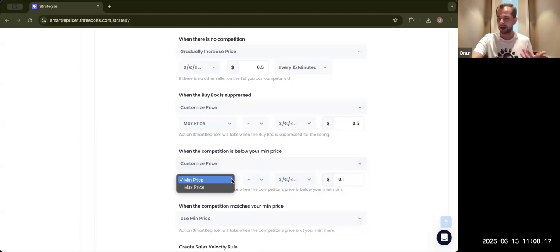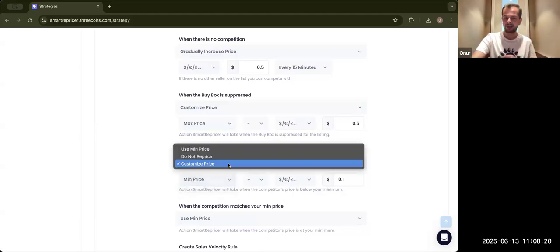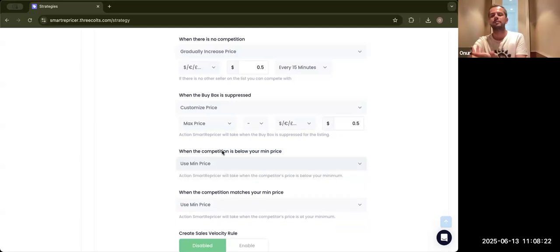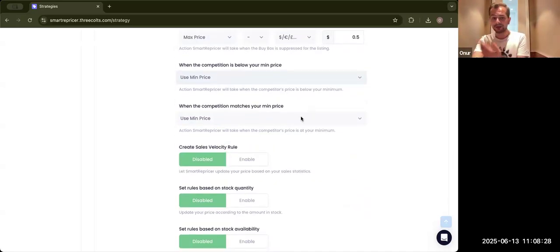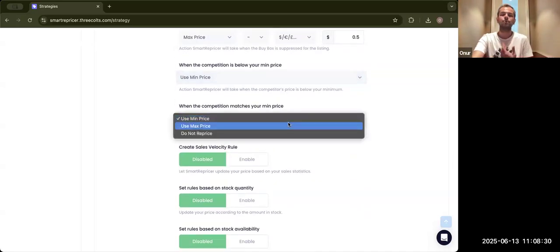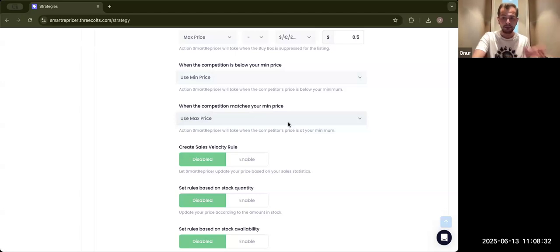From my minimum price, I can go up, or I can tell SmartRepricer, use my minimum price if they are below my minimum price. When the competition matches your minimum price, you can tell SmartRepricer, use my maximum price. So these are the options that you can choose on buy box, create your own strategy.